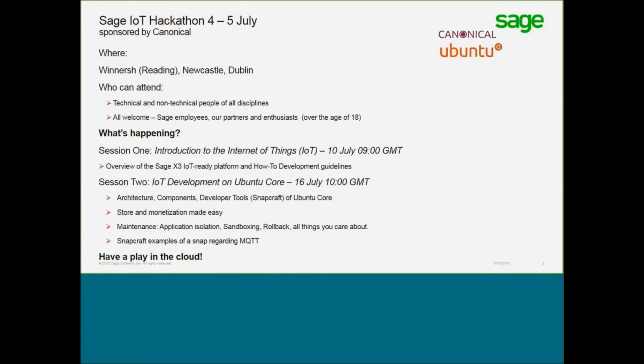Okay, so to get started, the hackathon is being held on the 4th and 5th of July at Sage offices across the UKI in Winnersh, Newcastle and in Dublin. We have a sponsor for this event, and it's Canonical. They are the leading provider of support services for Ubuntu deployments. Ubuntu, if you're not aware, is a free open source platform for client-server and Internet of Things.